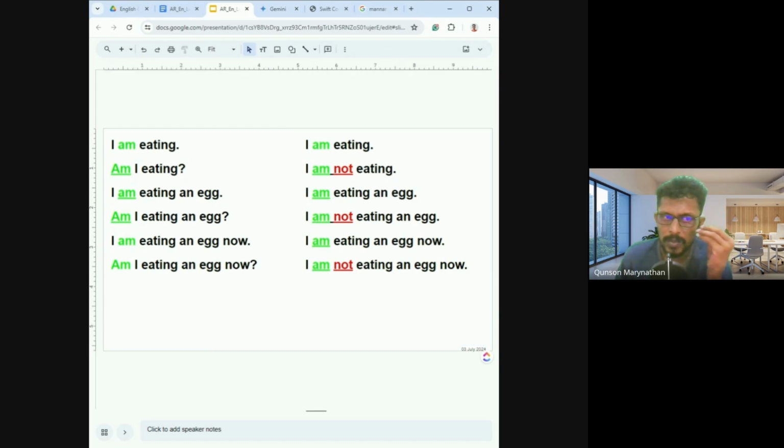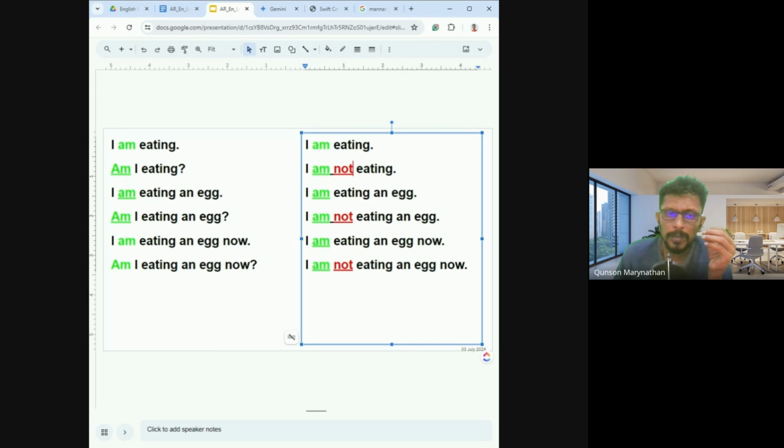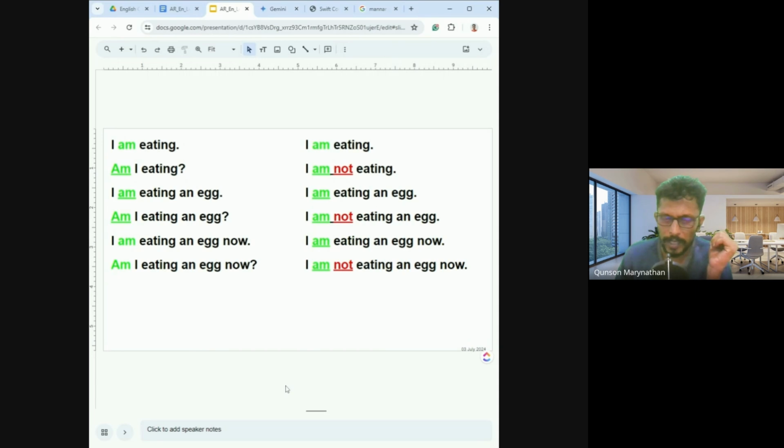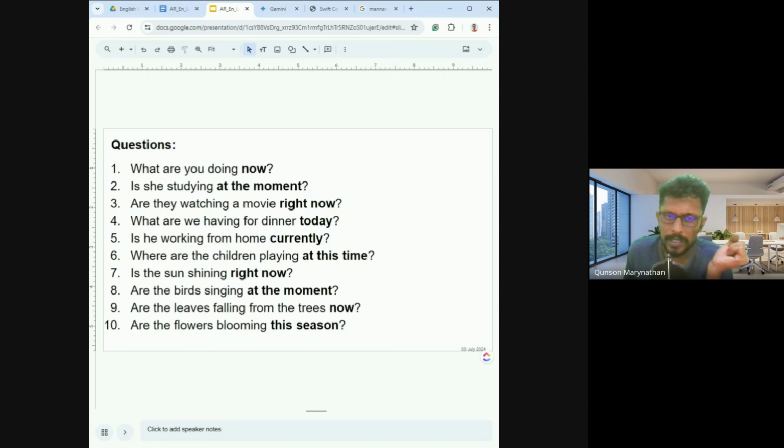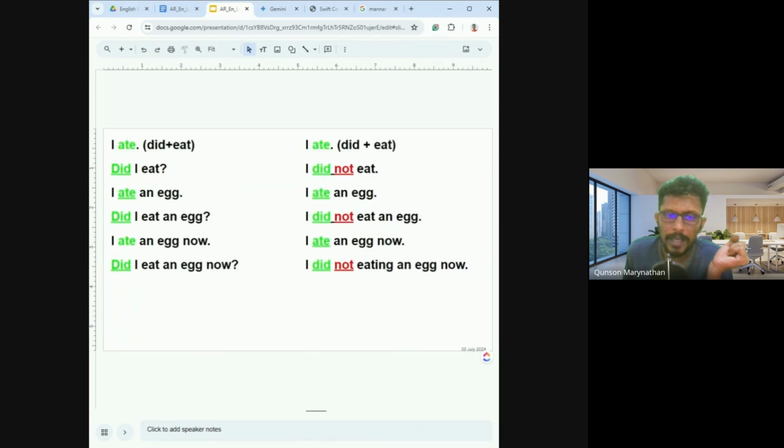Very easy. You take the auxiliary verb and place it in front of the subject. That becomes a question. You take the auxiliary verb and place a not next to it, and it becomes a negative. Right? This was clear in the class when we studied the present continuous tense. It was very clear. So now we are using simple past tense, and it's the same thing.